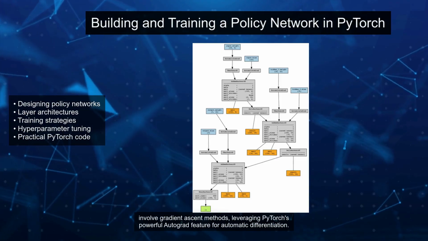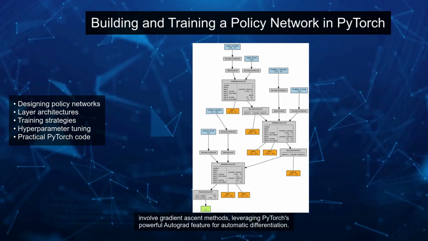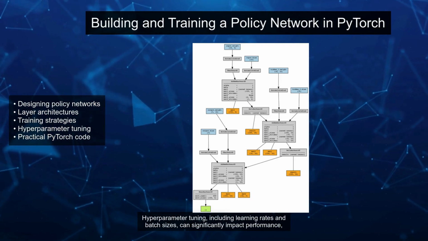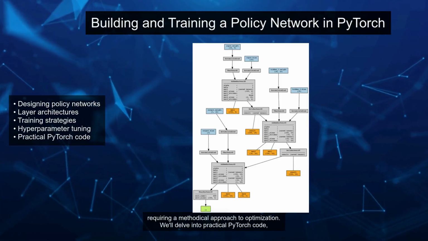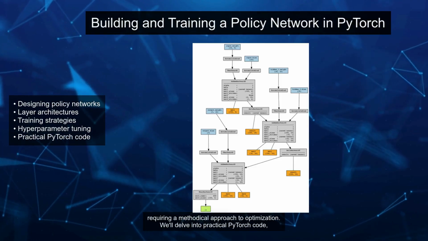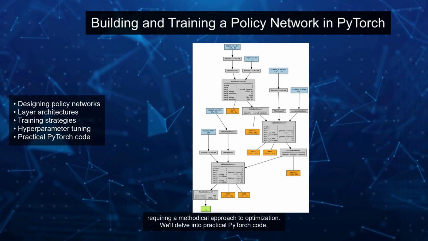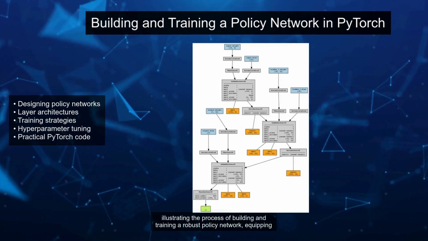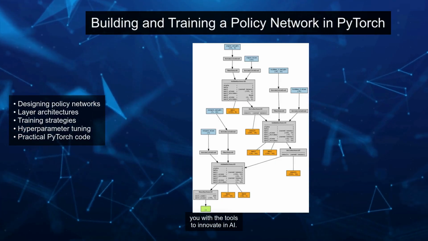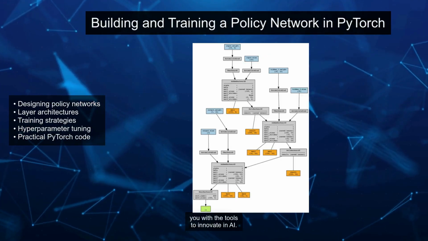Training strategies often involve gradient ascent methods, leveraging PyTorch's powerful Autograd feature for automatic differentiation. Hyperparameter tuning, including learning rates and batch sizes, can significantly impact performance, requiring a methodical approach to optimization. We'll delve into practical PyTorch code, illustrating the process of building and training a robust policy network, equipping you with the tools to innovate in AI.